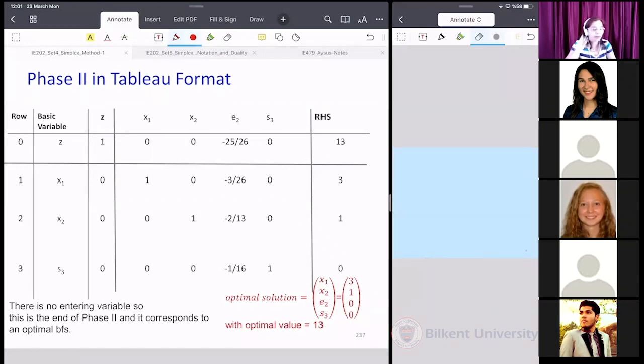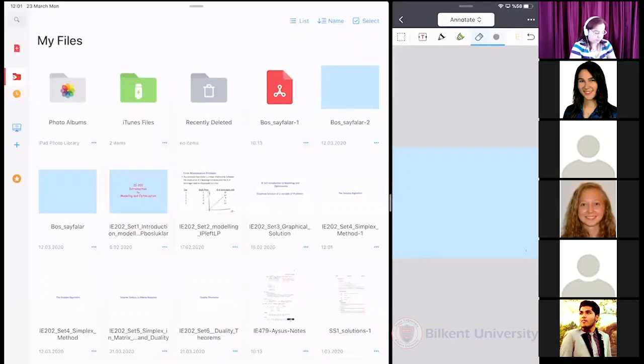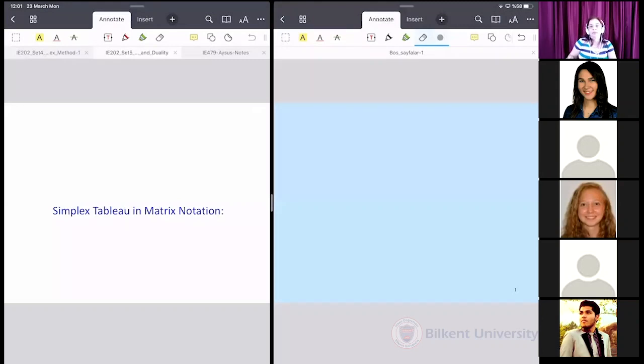All right. Then I'm switching to another topic, which is simplex in matrix notation. Where is it? It's not. Here it is. I may need my board this time. Okay, let me grab a glass of water.